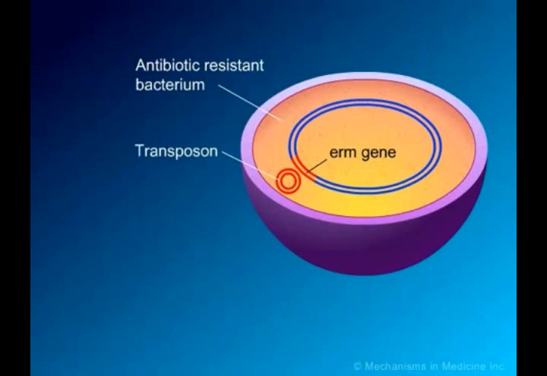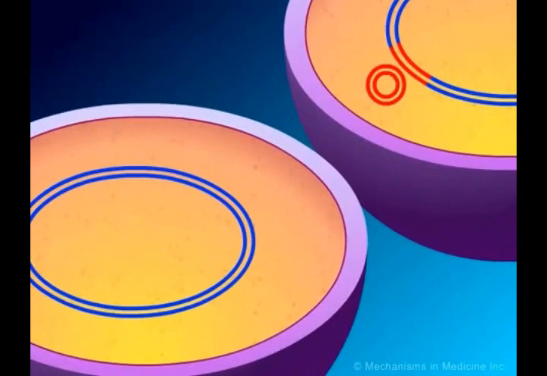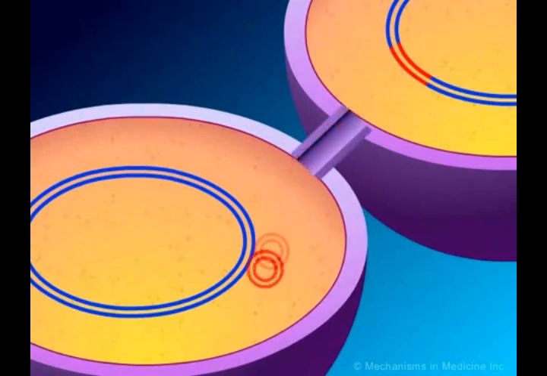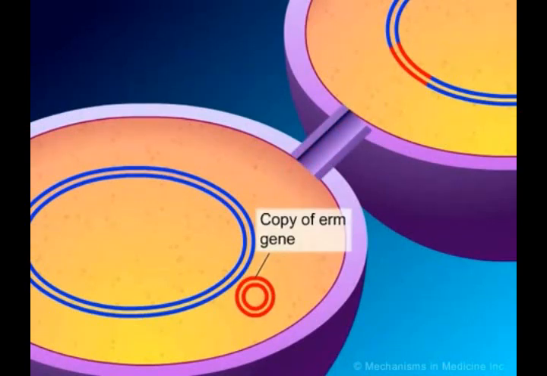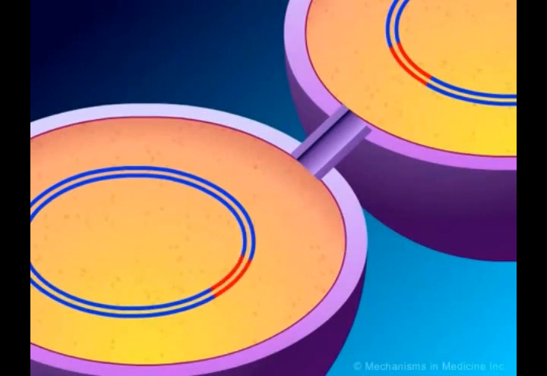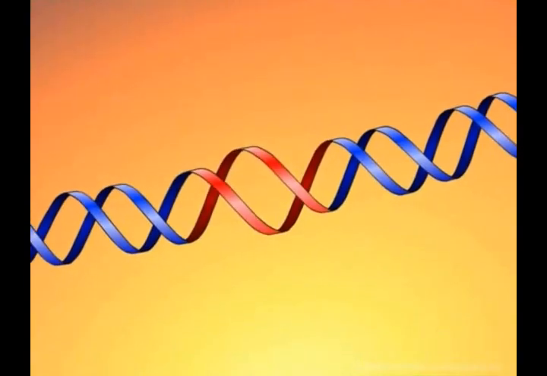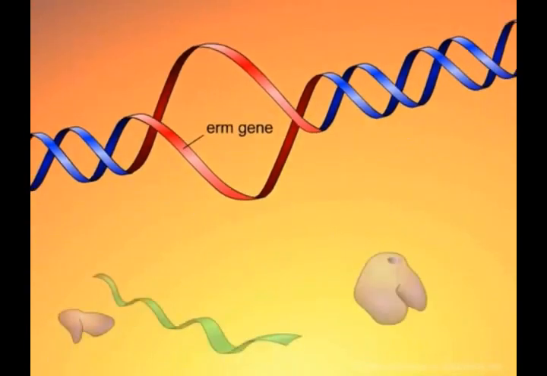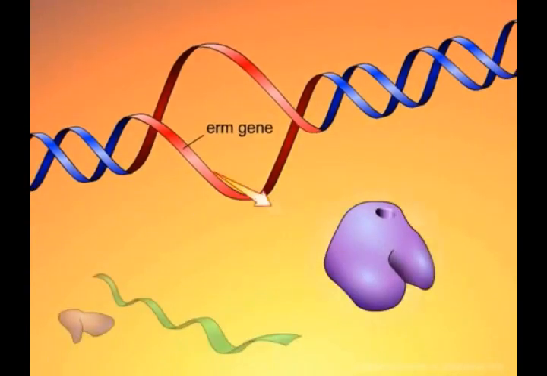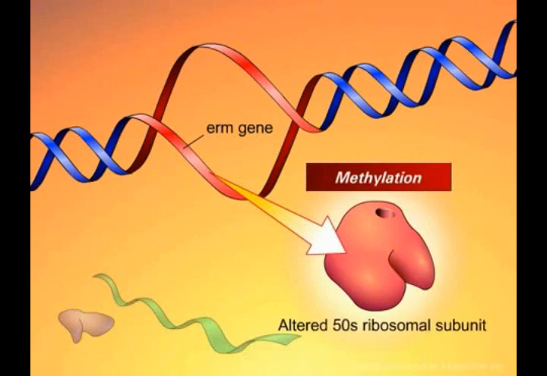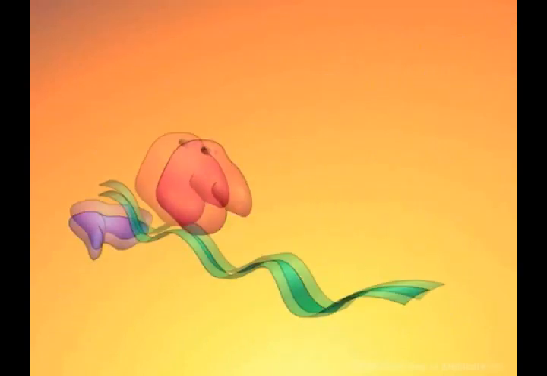Copies of the gene are transported to other bacteria via plasmids or transposons through pili-like channels. The gene is incorporated into the new bacterial genome. During the process of protein synthesis, this bacterium will transcribe and translate the genetic code of the gene, resulting in the production of a protein enzyme capable of methylating the 50S ribosomal subunit at a specific position.